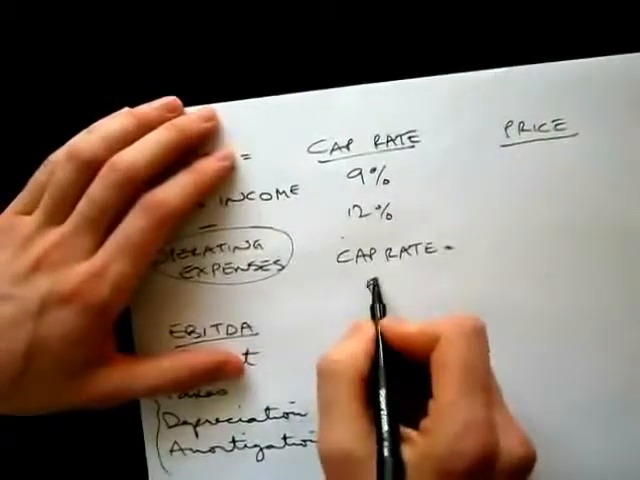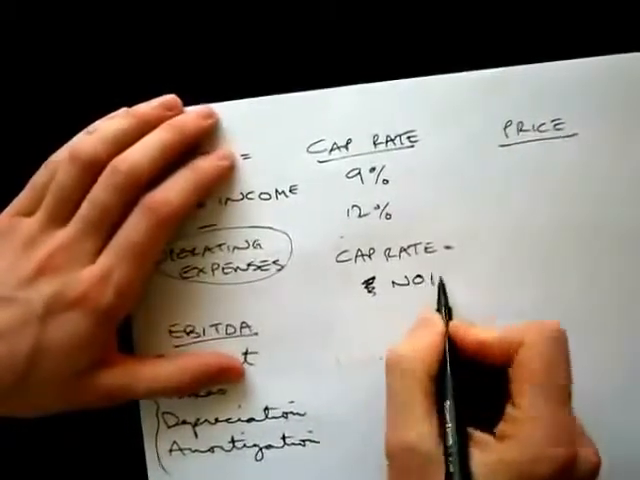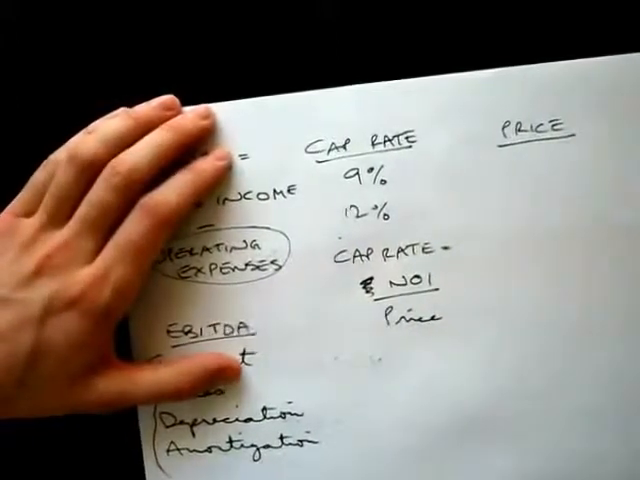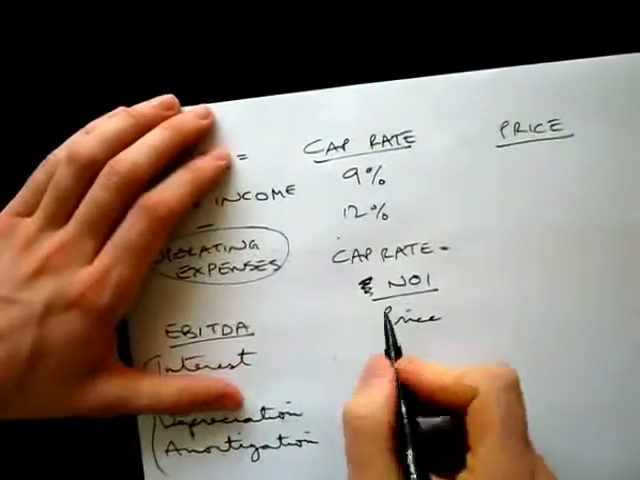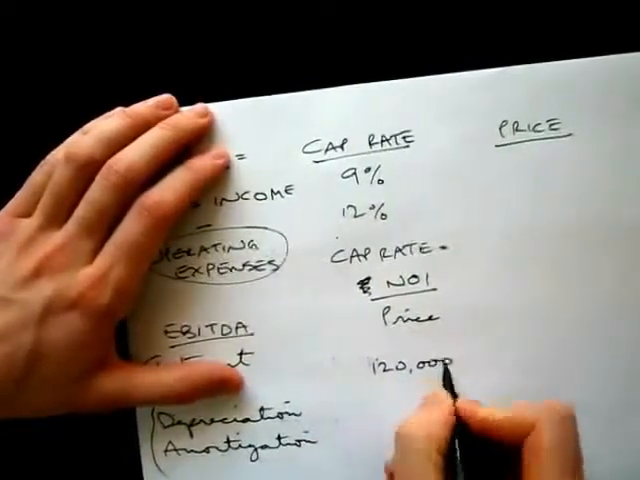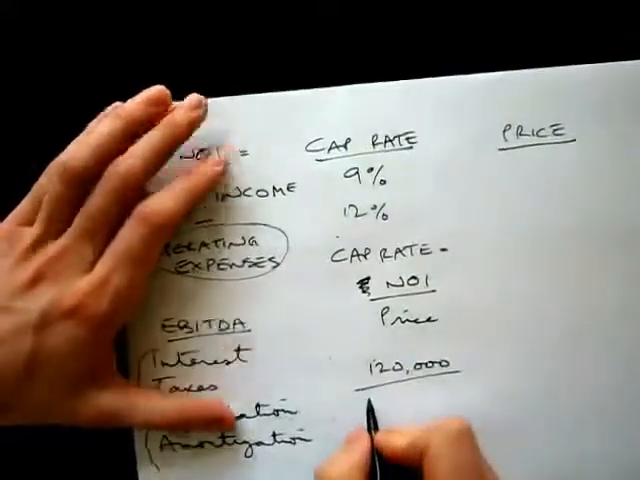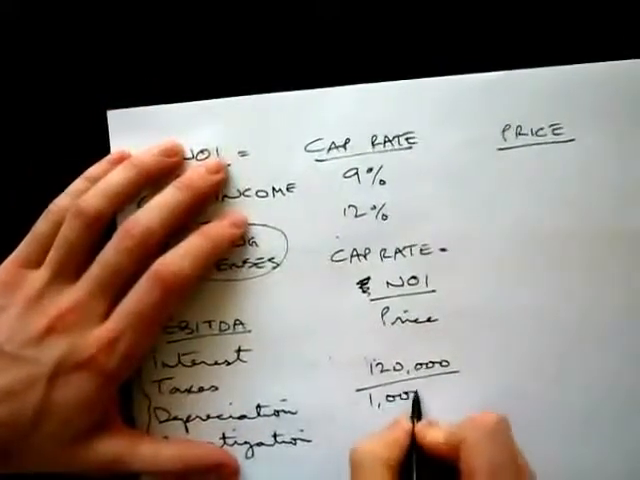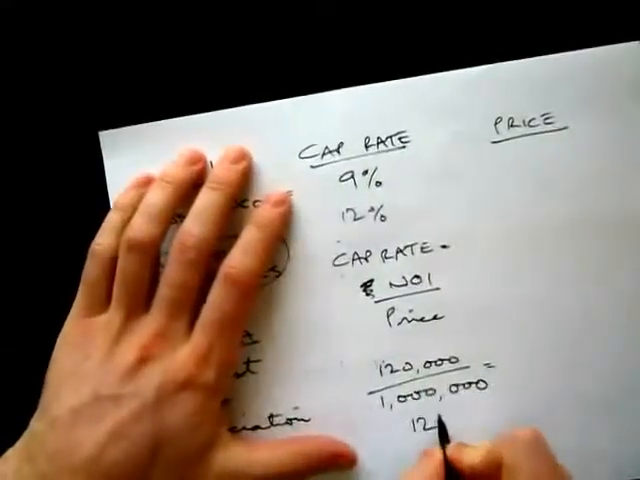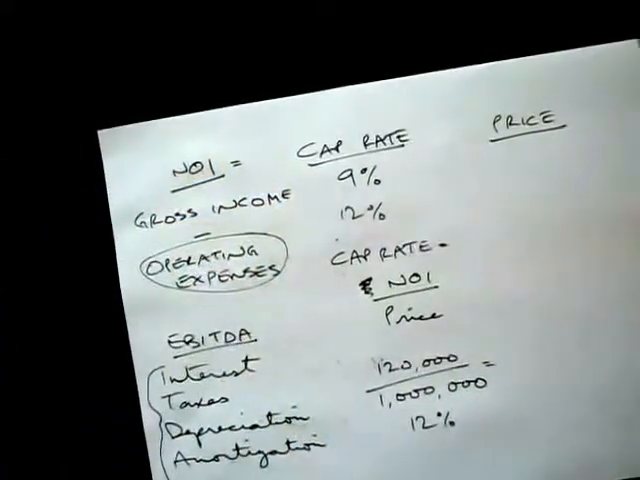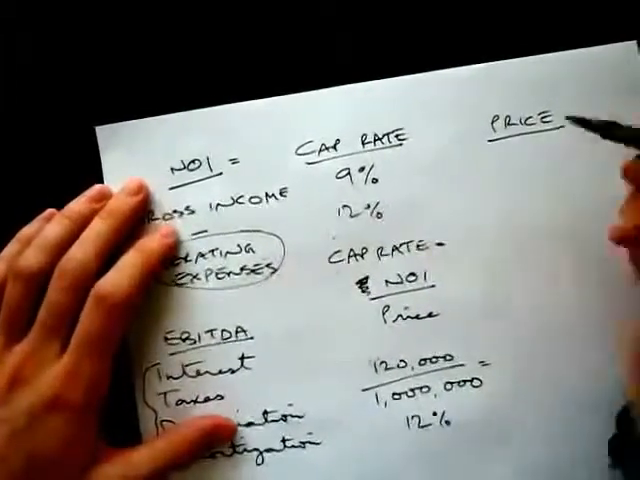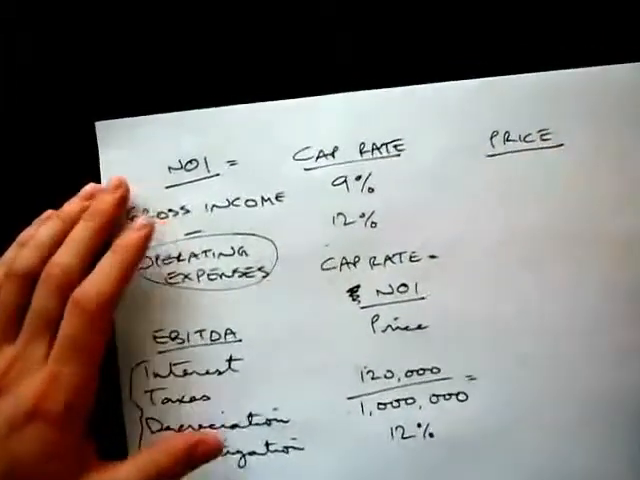The formula for cap rate is NOI over price. So let's say we have a property with an NOI of $120,000, and it's being sold for $1 million. So it's going to give us a cap rate of 12%. Alright, so that's what the cap rate is. The price, pretty obvious, it's whatever someone's selling the property for.